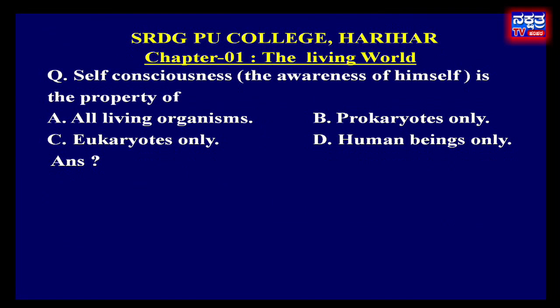Next question is self-consciousness. The awareness of oneself is the property of. The given options are A. All living organisms, B. Prokaryotes only, C. Eukaryotes only, D. Human beings only. In the given options, all living organisms, prokaryotes, eukaryotes only, human beings only.